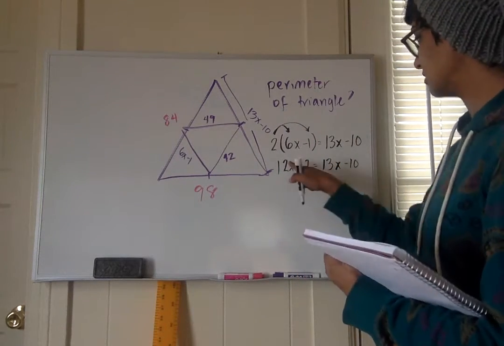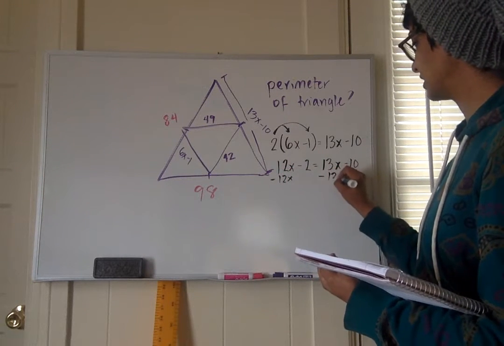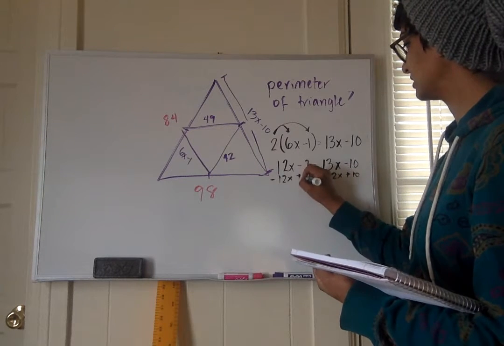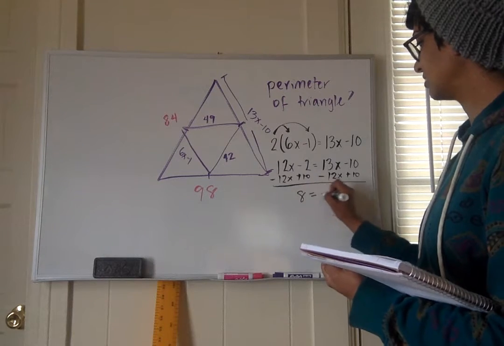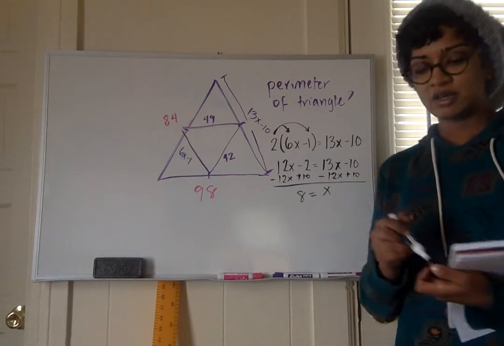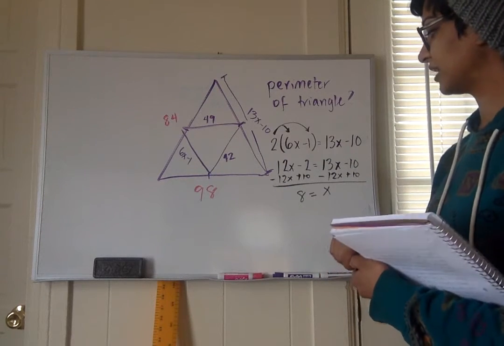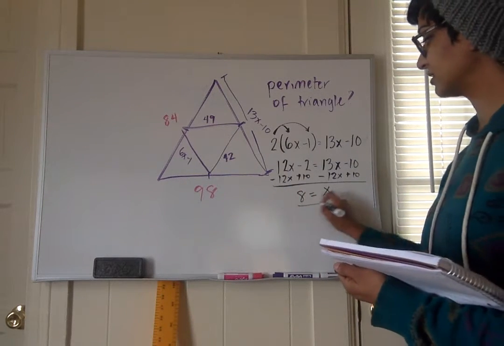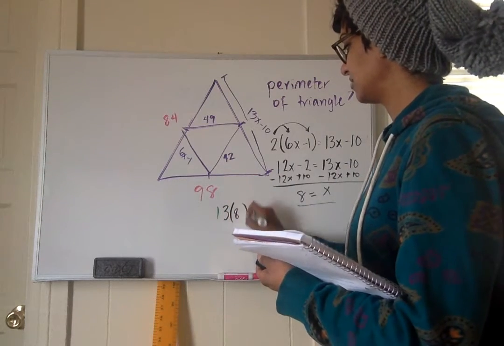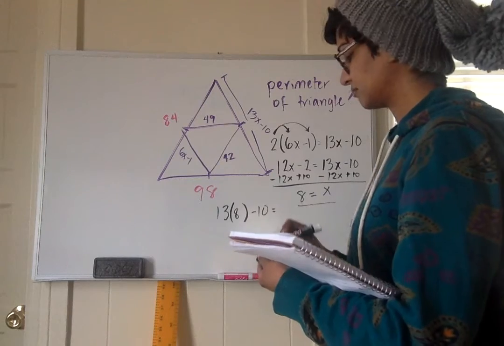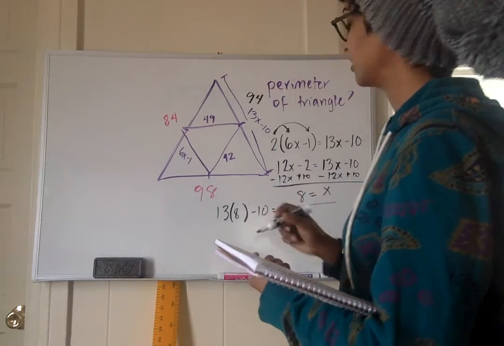Don't forget to distribute to each of the terms inside the parentheses. Okay? So, now we've got to move everything to each side, so I'm going to subtract 12x, minus 12x, plus 10, plus 10. This goes away. This becomes 8 equals x. I'm not done yet, because I want to find the length of this side. So what I have to do is plug in my x as 8, and then I'll find that side. And I'll get 13 times 8 minus 10. Okay? And that gives me 94. This is 94 up here.